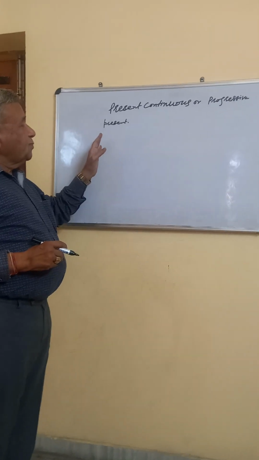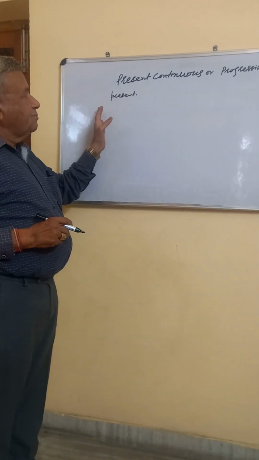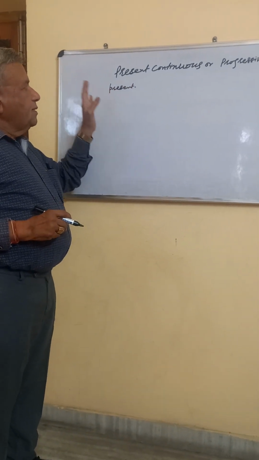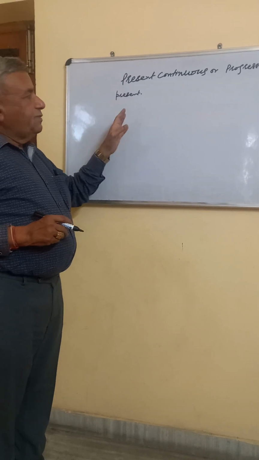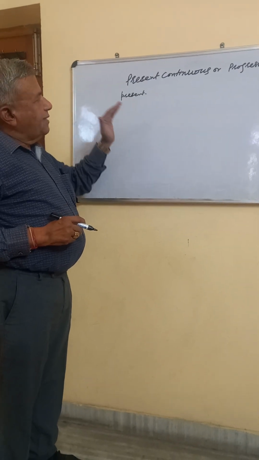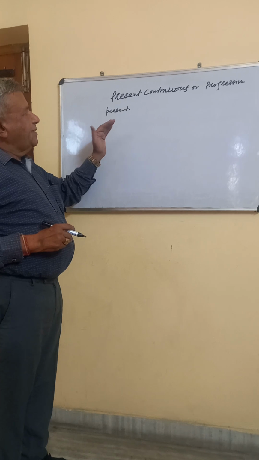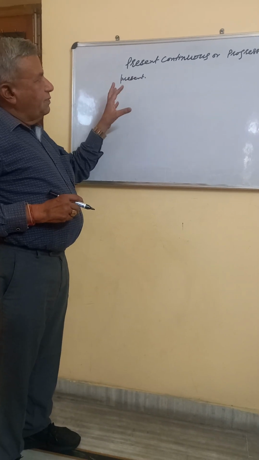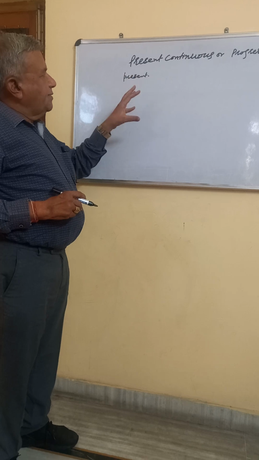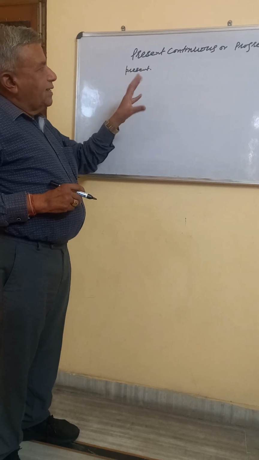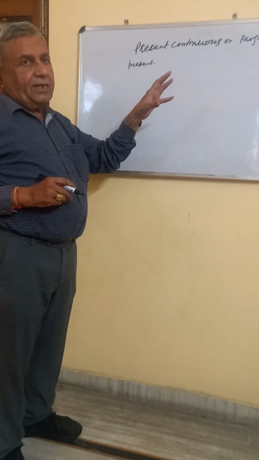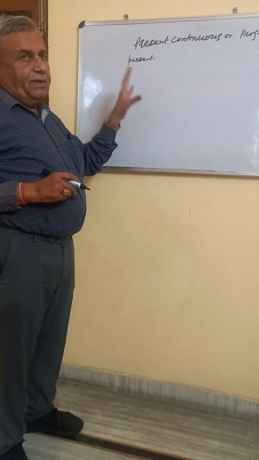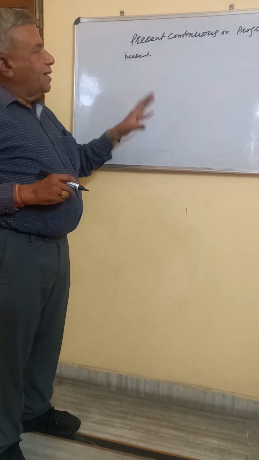We discussed the first aspect of the present tense, that is simple present or indefinite present. Today we are going to take up the second aspect of present tense, that is present continuous or progressive present. So we will discuss this tense and will compare and contrast it with present indefinite also, so that its use may become clear to the learners.